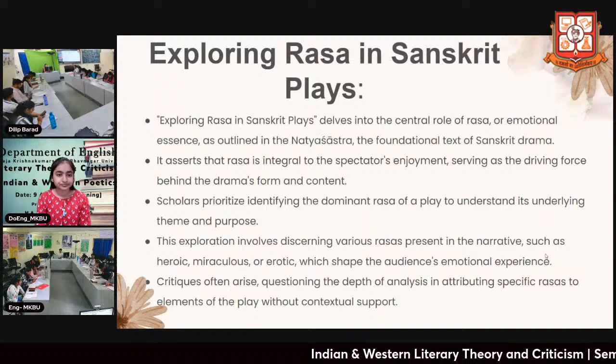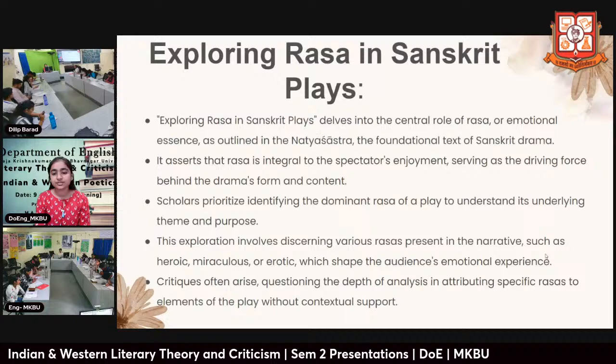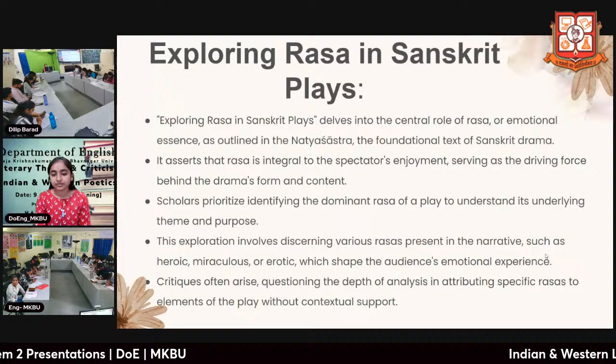Exploring rasa in Sanskrit plays. This delves into the central role of rasa, or emotional essence, as outlined in the Natyashastra, the foundational text of Sanskrit drama.